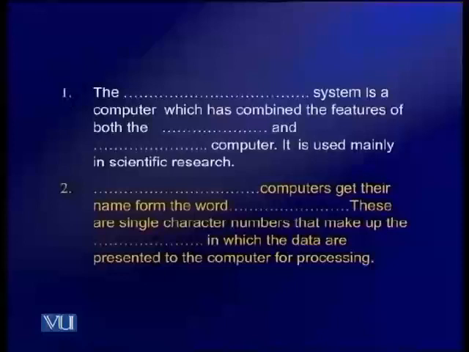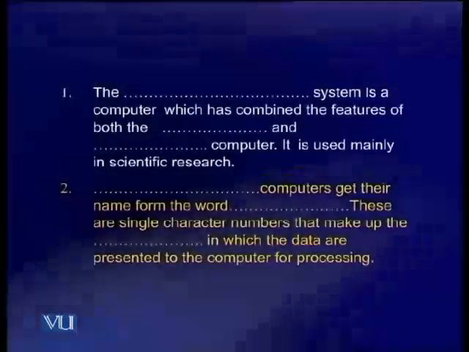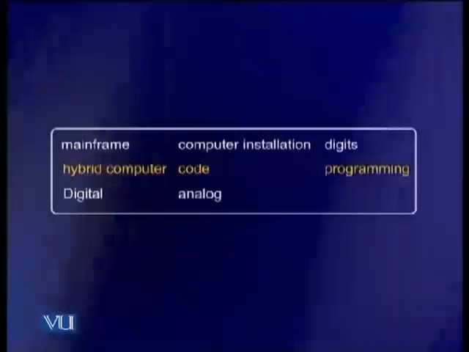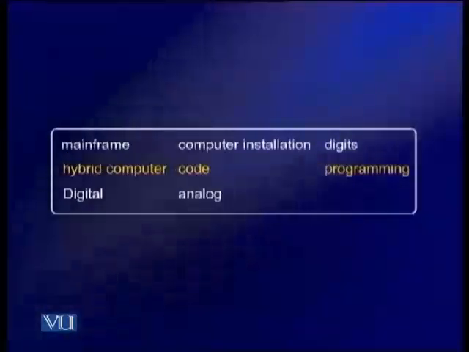Now you know what you've been reading. We've been reading about two types of computers in this text. And the computer that is a combination of both is called a hybrid. The hybrid computer system combines the features of both the analog and the digital computer. It is used mainly in scientific research.